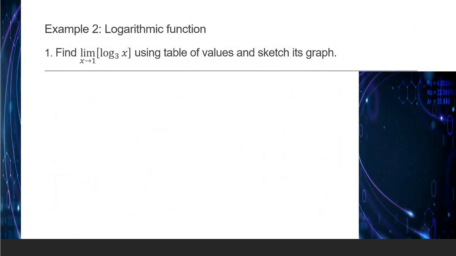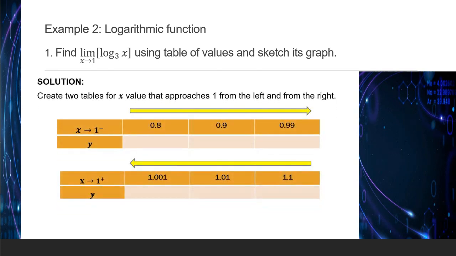Okay, let's have now example number 2 for logarithmic functions. Find the limit of logarithm of x to the base 3 as x approaches 1 using a table of values and sketch each graph. So for the solution, again, you are going to create two tables of x values that approach 1 from the left and from the right. So as x approaches 1 from the left, we have 0.8, 0.9, and 0.99. And as x approaches 1 from the right, we have 1.1, 1.01, and 1.001.